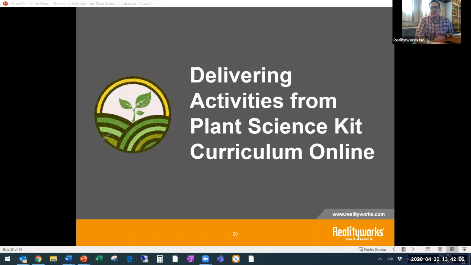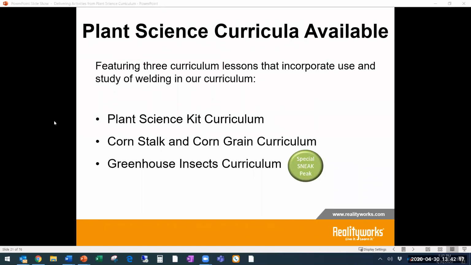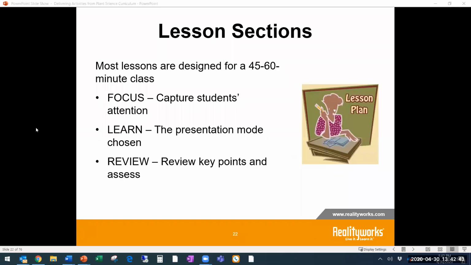So let's dive into some of the activities that we're going to talk about. First off are the activities from the Plant Science Kit. Of all the different plant science curricula that we have, we picked out three main areas. The first one is the Plant Science Kit. Then we're going to talk about corn stalk and corn grain models. And we're going to end with our greenhouse insect curriculum. Now, the greenhouse insect curriculum is a special sneak peek because it has not even launched yet, and so that will be something we talk about as well.